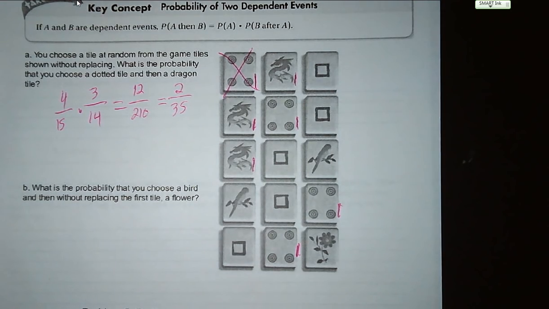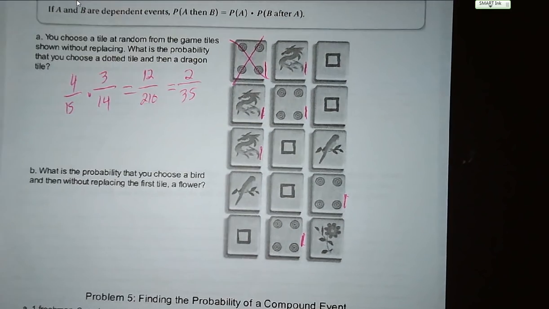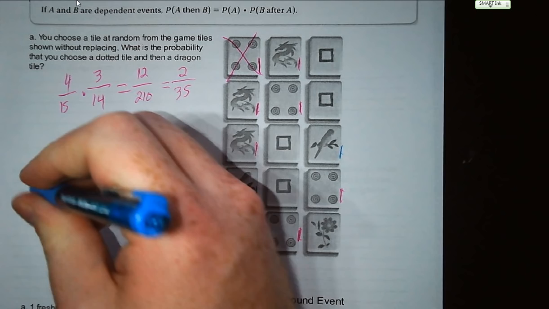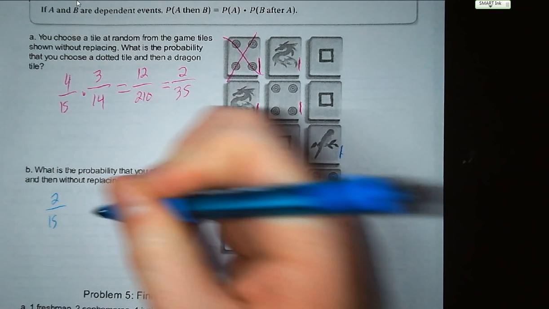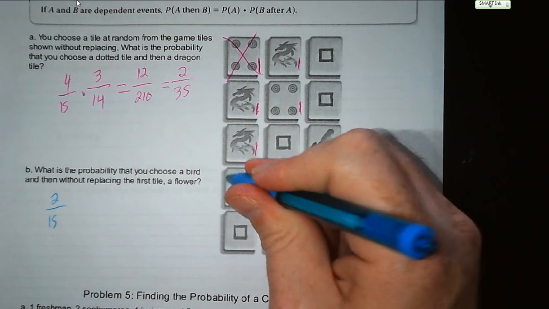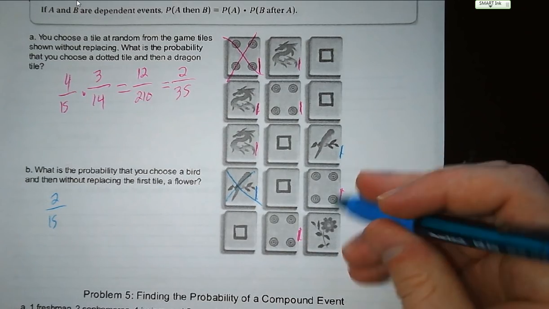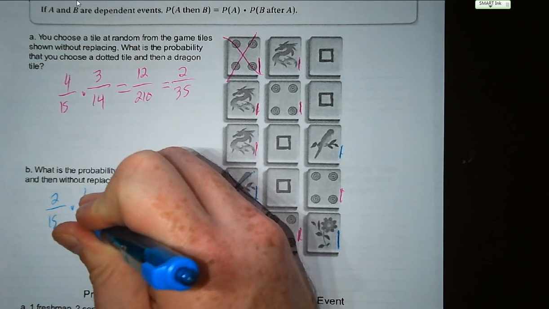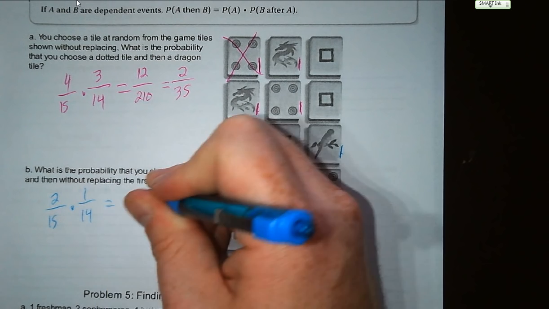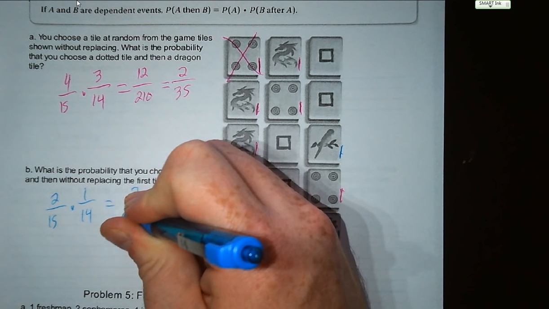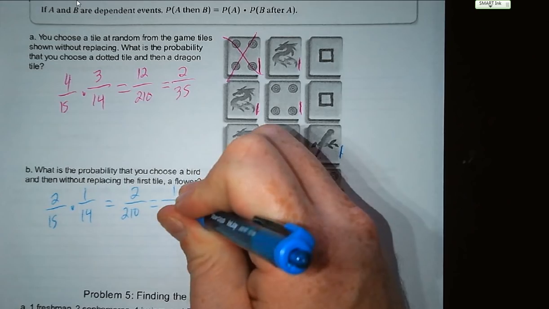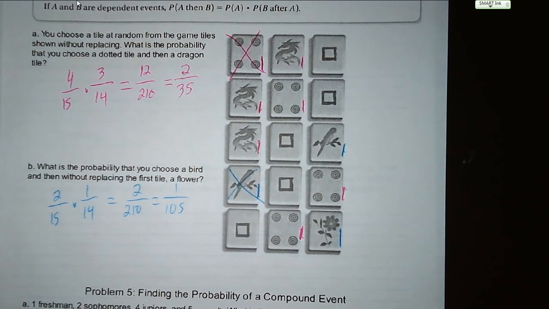Okay. Now, what is the probability that you choose a bird and then, without replacing it, a flower? So again, we have the 2 birds, and that's 2 out of 15. And then we don't put 1 back in, so now there's only 1 flower remaining out of 14 possible tiles. And that's 2 out of 210, which reduces to 1 over 105. Okay?